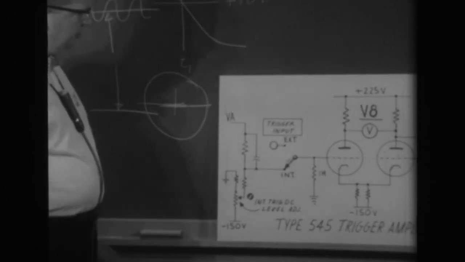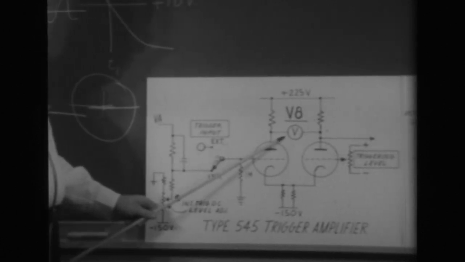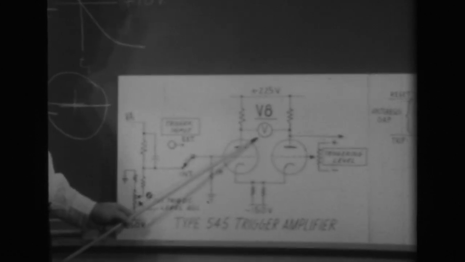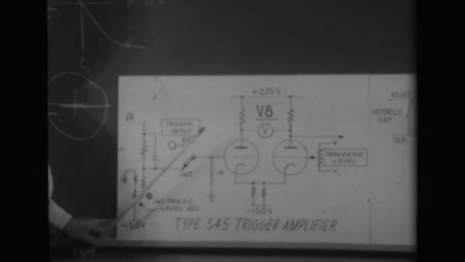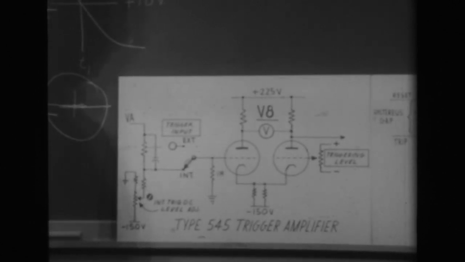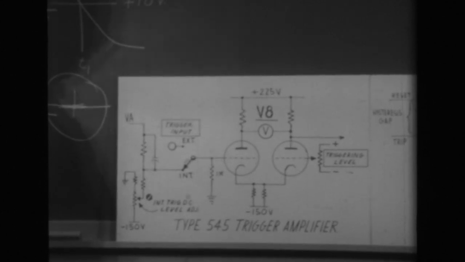I should probably point out to you right now that the voltmeter is not part of the original circuit and it does not come with the oscilloscope. We have drawn a voltmeter between the two plates of the tube because that is the first step, or among the first steps, in setting up the trigger amplifier system.